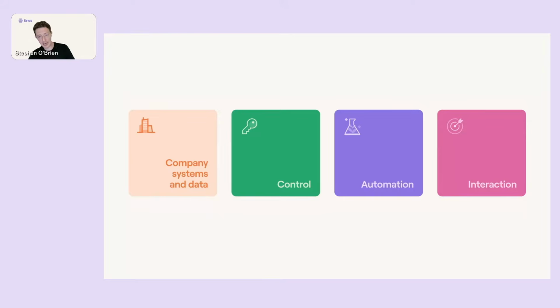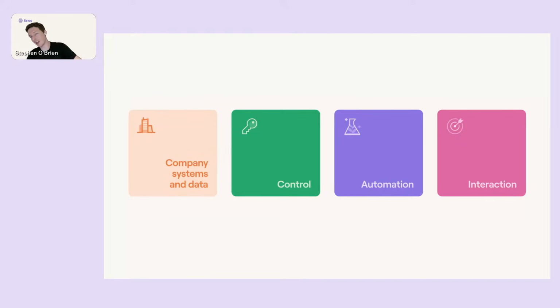And as we were thinking about agents, we realized each of these layers is still relevant for the same reasons, right? Agents need to interface with your company systems and data, obviously. AI agents definitely need to be kept under control, right? The last thing we want is these things running rogue in some way. AI agents are a form of automation, right? They automate things. Computers can now do more. And AI agents still need to interact with humans in various degrees and contexts.